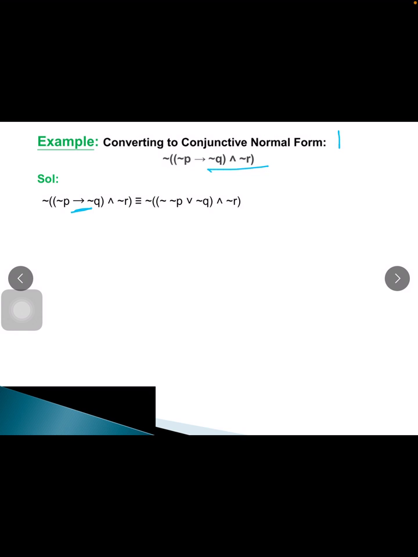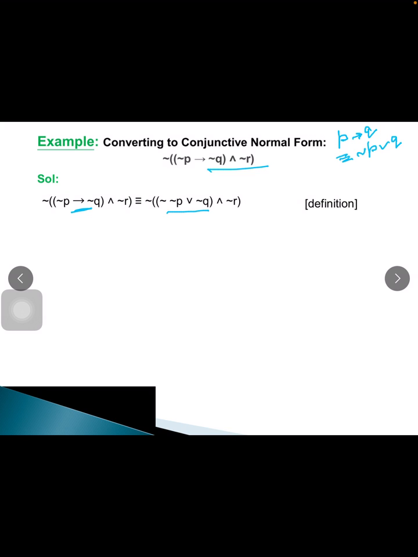And what says our definition? Our definition of implication: P implies Q is equivalent to negation of P or Q. Most of the time it will be used here, right? So you use this definition here; negation P is here, so this becomes negation of negation P or Q.